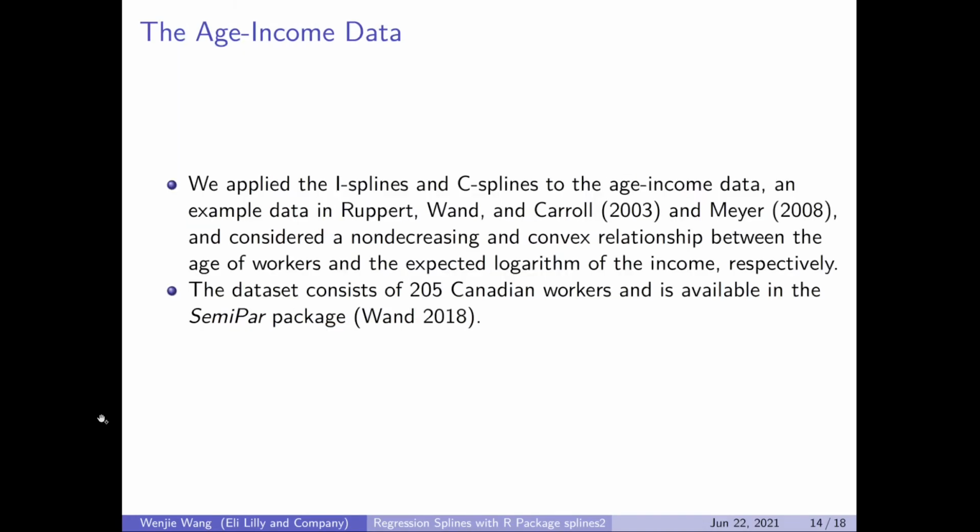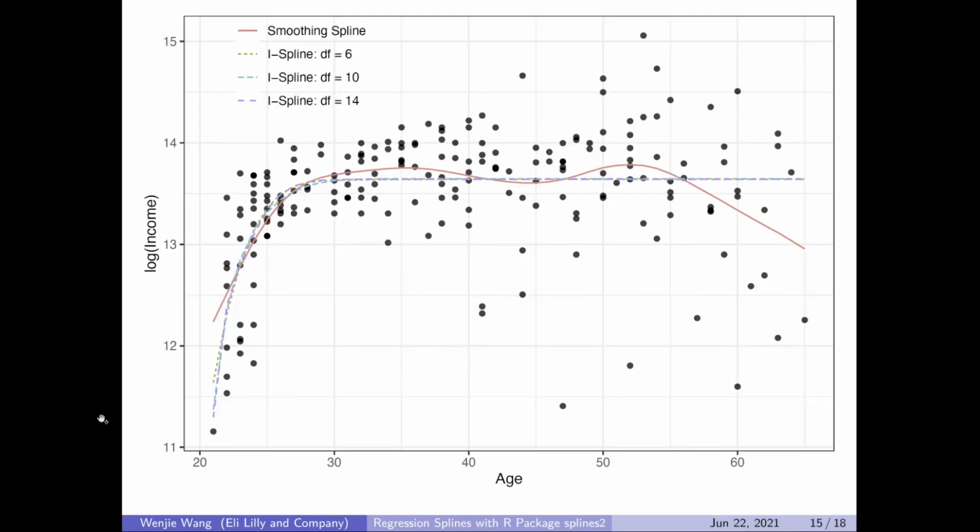We apply the I-spline and C-spline to the age income data, which is example data in this book and this paper. We consider a non-decreasing and a convex relationship between the age of the workers and the expected logarithm of the income, respectively. Now let's look at the result.